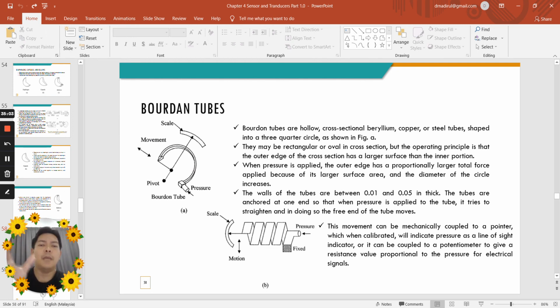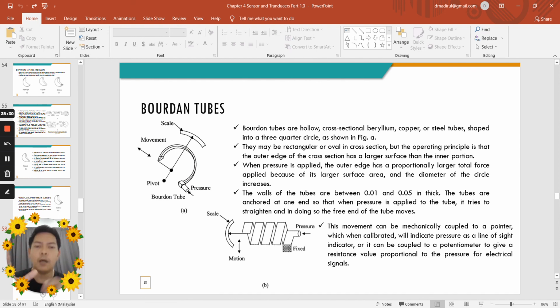They may be rectangular or oval in cross-section, but the operational principle is that the outer edge of the cross-section has a larger surface than the inner portion. When pressure is applied, the outer edge has a proportionally larger total surface area applied, and the diameter of the circle increases. The wall of the tube is between 0.01 and 0.05 inches in thickness.